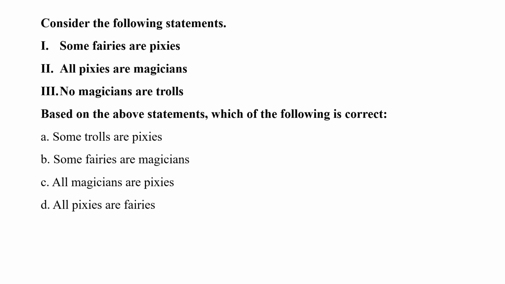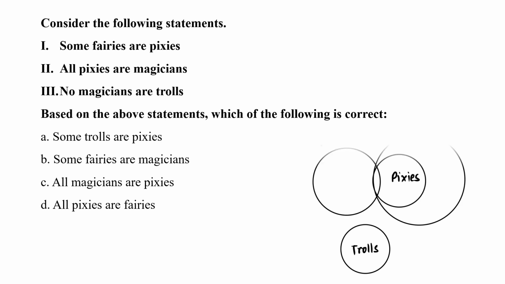From the data in the question, we can draw this kind of a Venn diagram. Some pixies are fairies, so the populations mix at a point but not completely. All pixies are magicians, therefore the pixies have to be a part of a larger population of magicians. No magicians are trolls, so the set containing trolls does not intersect with the set of magicians at all. So here is the set of trolls.